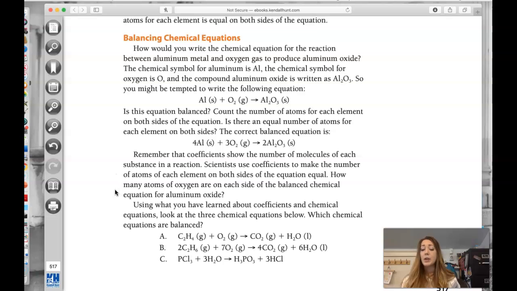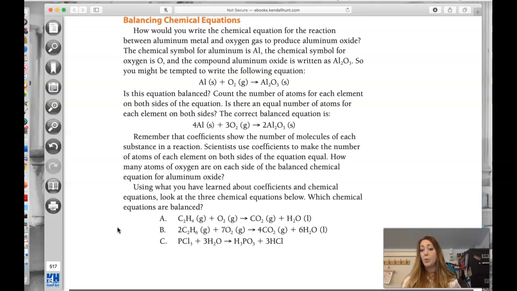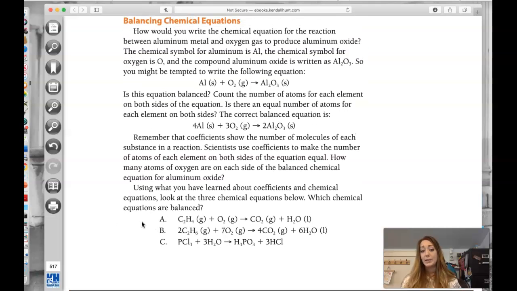How many atoms of oxygen are on each side of the balanced chemical equation for aluminum oxide? 6. 2 times 3 last time I checked. Using what you learned about coefficients in chemical equations, look at the 3 chemical equations below. Which ones are balanced?